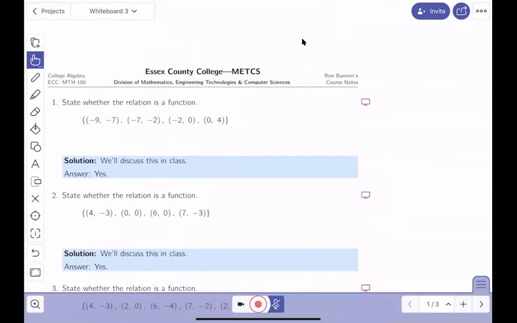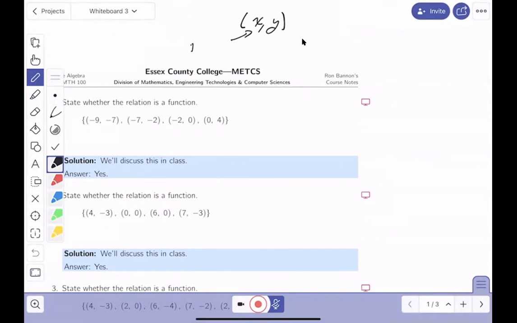Number one says, state whether the relation, and it's a relationship by the way, is a function. There's a set of ordered pairs, and the ordered pairs have a relationship. For example, X is related to Y. All right. So typically, I'm going to emphasize what this X is in an ordered pair. This is going to be the domain. And this number over here is the range. It's in the range.